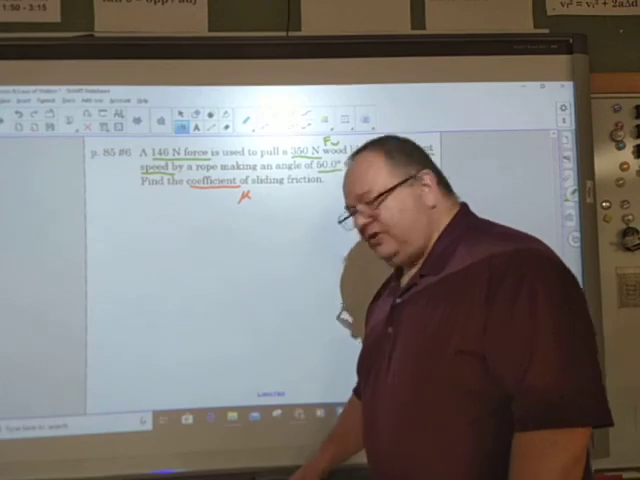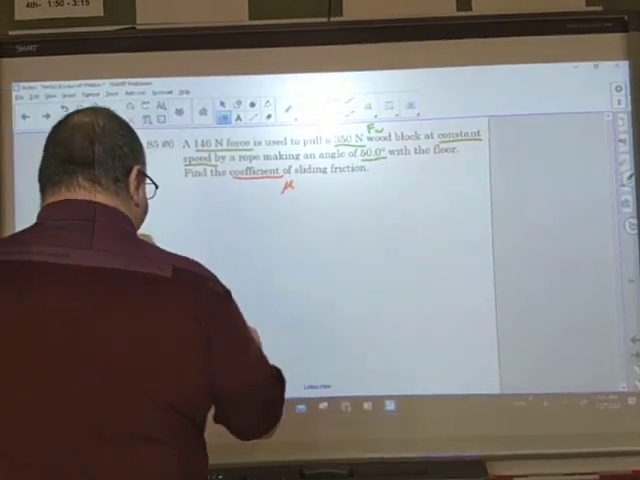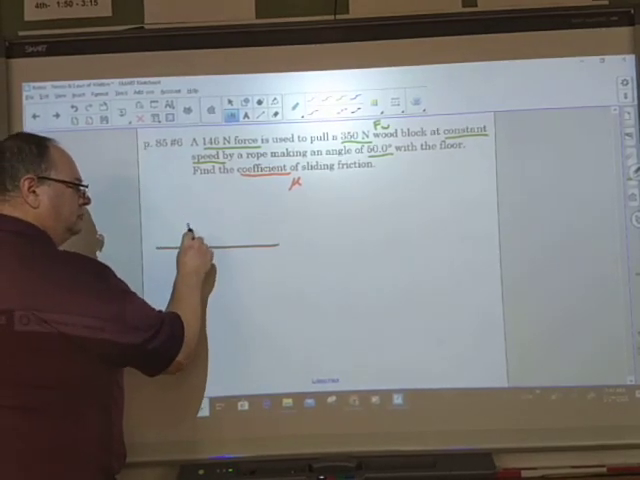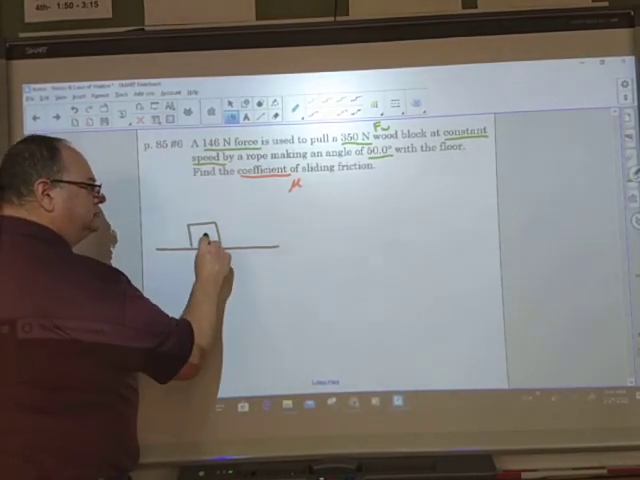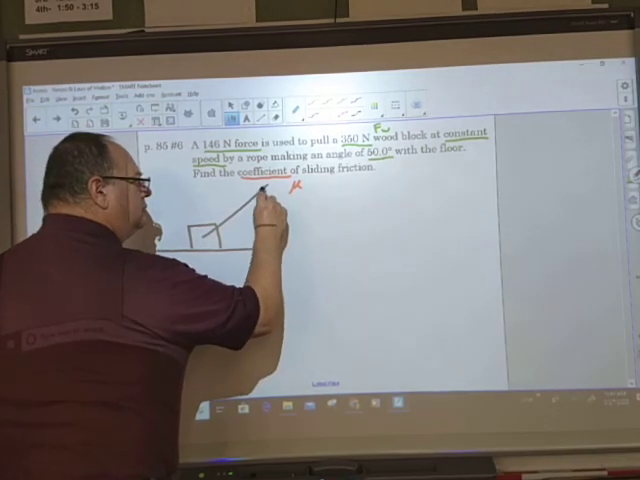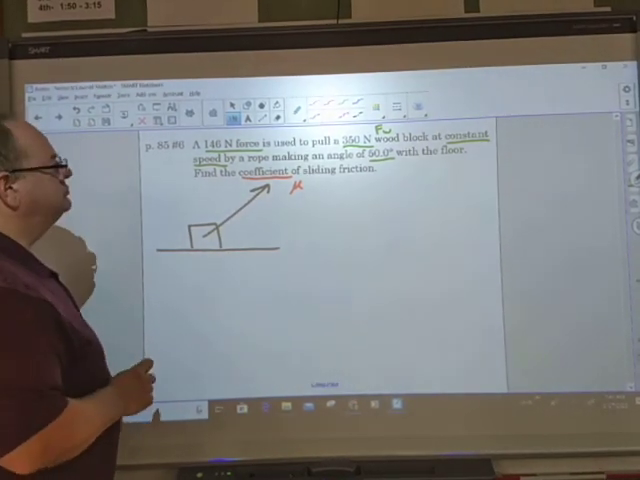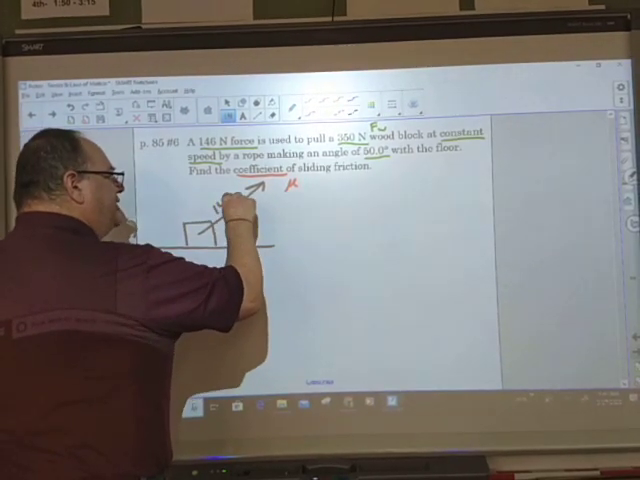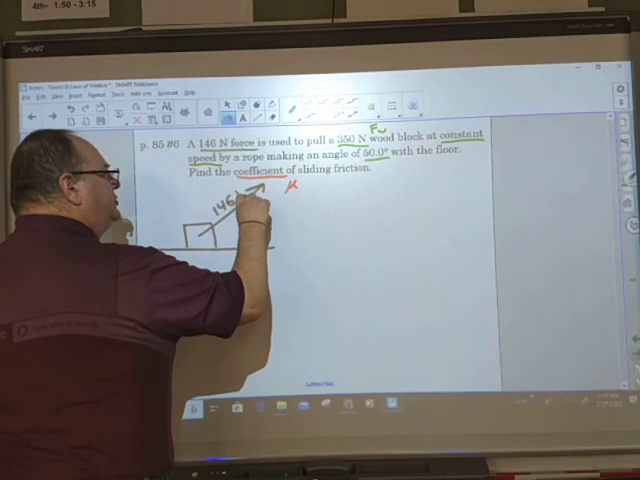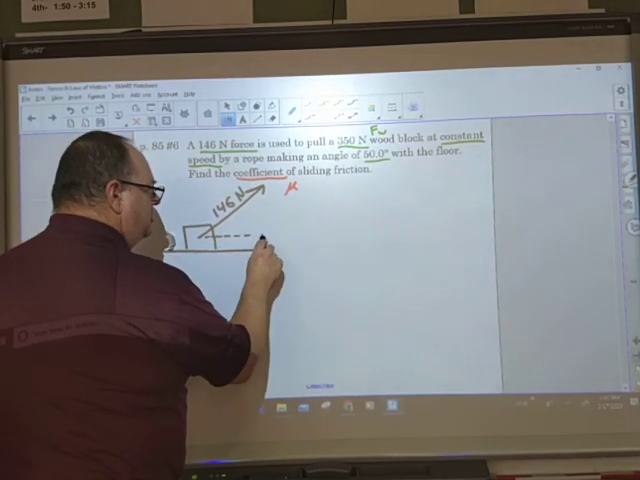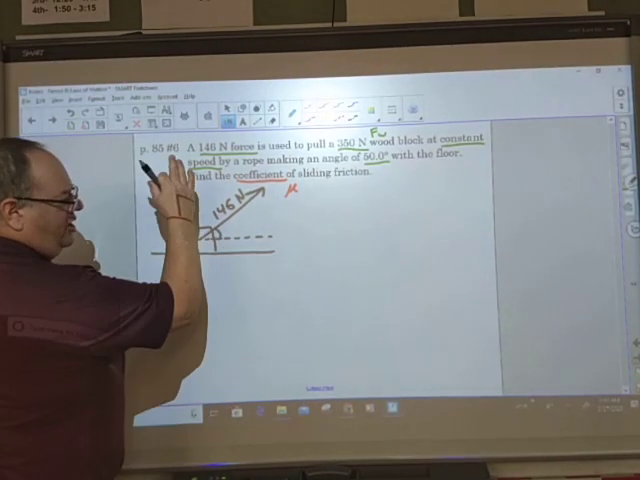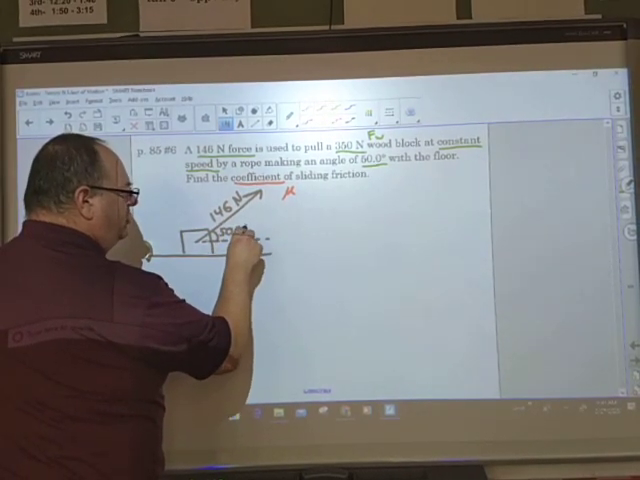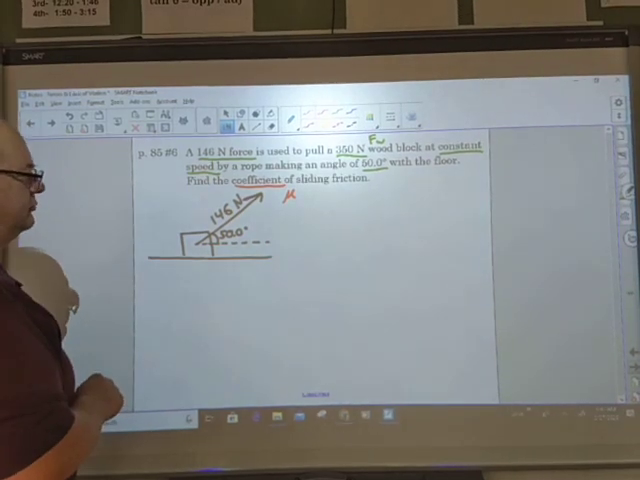So I am definitely drawing a little picture of this one. Here's my floor. Here's my block. There's my force. Okay, I know this force is 146 newtons, and I know this angle, I should have drawn it a little bit bigger, is 50.0 degrees.